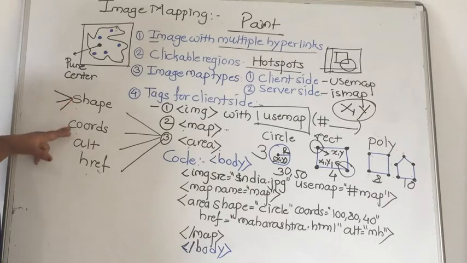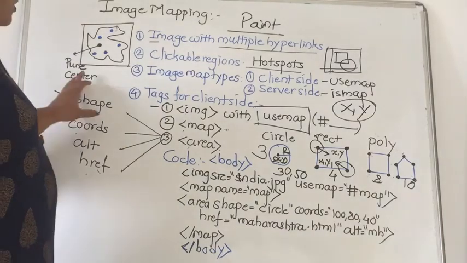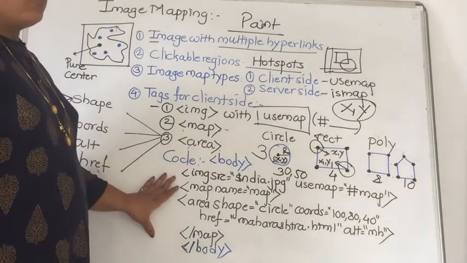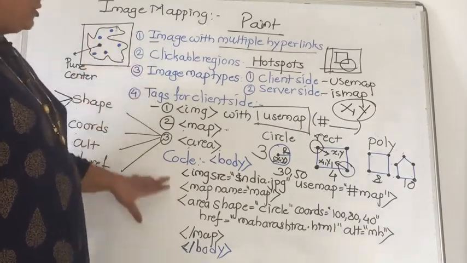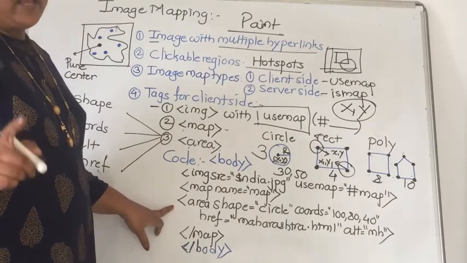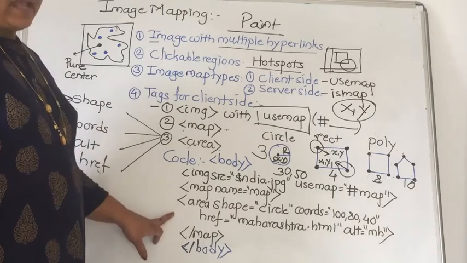So: shape, coordinates, alt and href. Shape has three values: circle, rect and poly. Coordinates: for circle 3, for rectangle 4, and for poly the vertices' coordinates, more than 4. Alternate text for your applicable region, and link to the source file for your particular shape. After this, we will form a simple code using only one shape. Suppose you are drawing 3 shapes, so there will be 3 different area tags, one area tag for each shape. Like that, you have to write 3 tags.